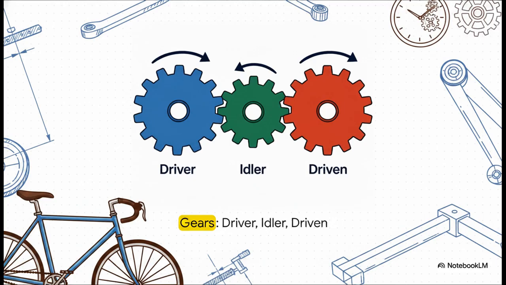But here's the absolute golden rule of gears. When 2 gears touch, they always spin in opposite directions. If the first turns clockwise, the next one turns counterclockwise. To fix that and make them spin the exact same way, we just pop an extra gear called an idler gear right in the middle.